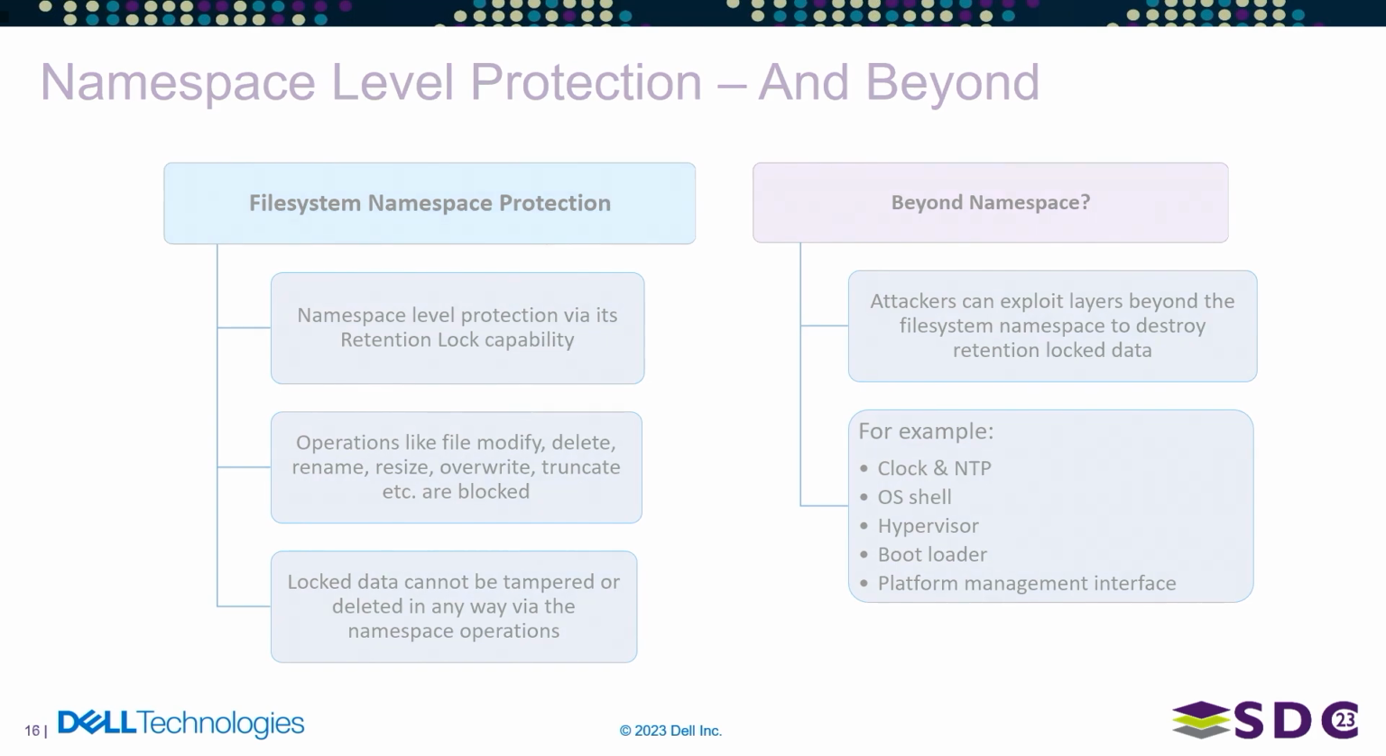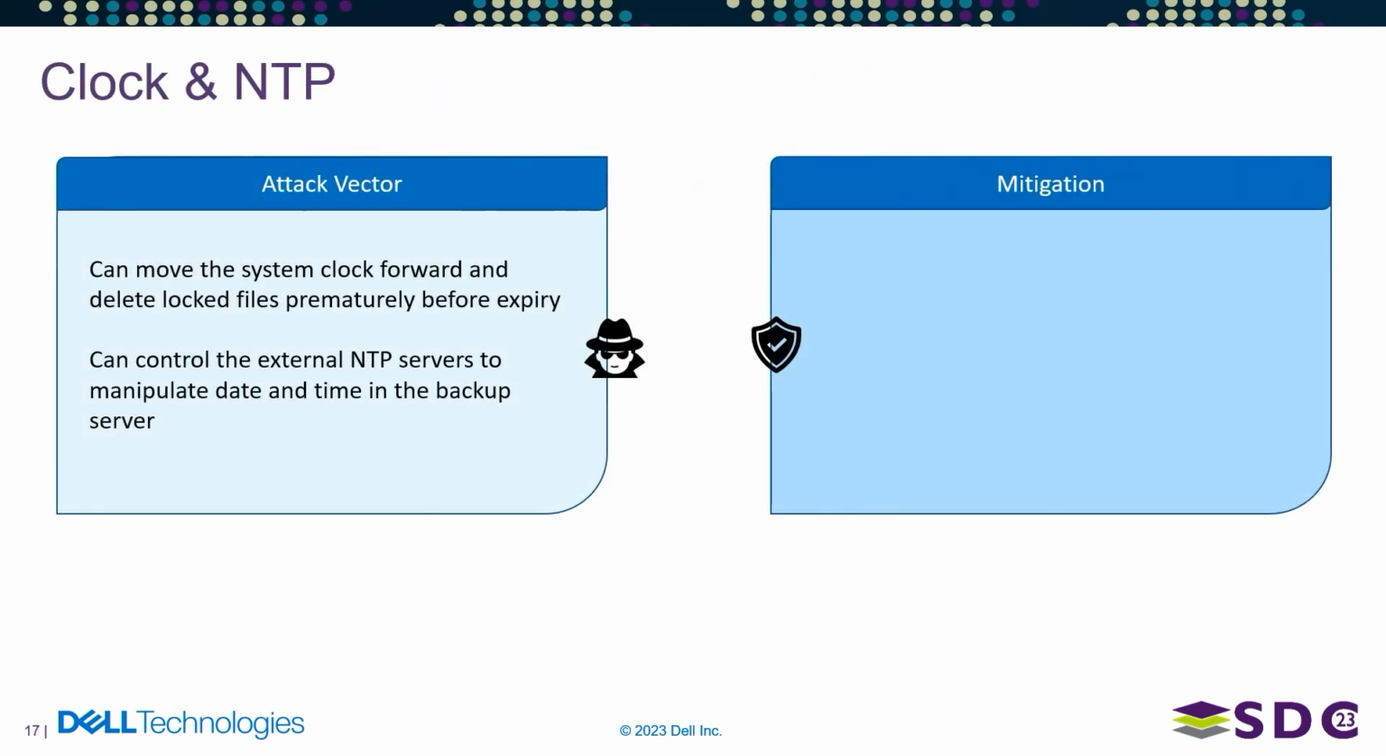So let's start with the first one, clock and NTP, the biggest one, the oldest one actually. As we know, the data is locked for a certain duration, 3 months, 1 year or something. Some attacker comes and moves the clock ahead by that much time, 3 months. Now they can delete that locked data prematurely before its real expiry, right? This is one of the most commonly available attacks, and if they gain access to the console or the shell of the backup server, they simply go ahead, move the clock to the desired time and then delete all the data because the locks have already expired.